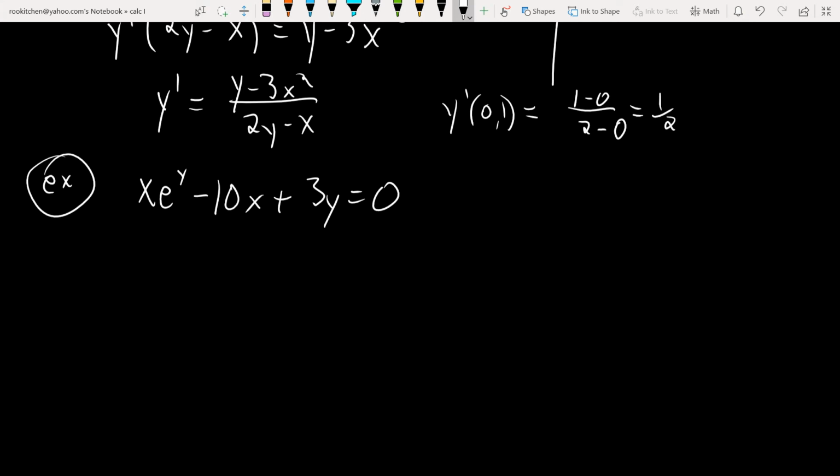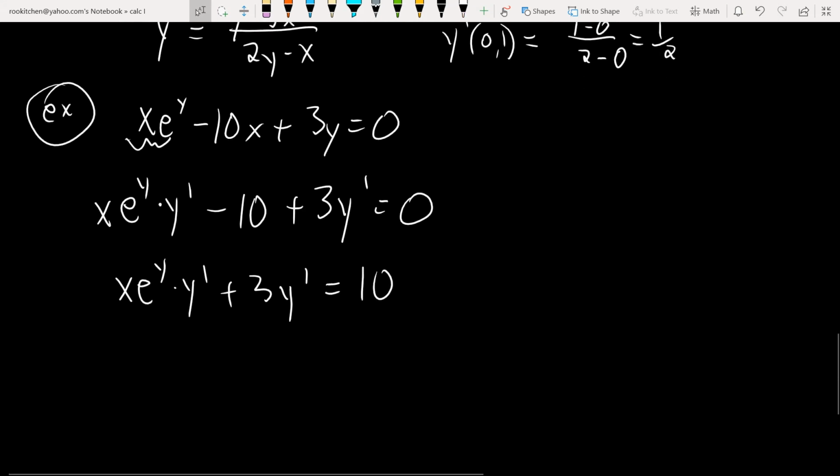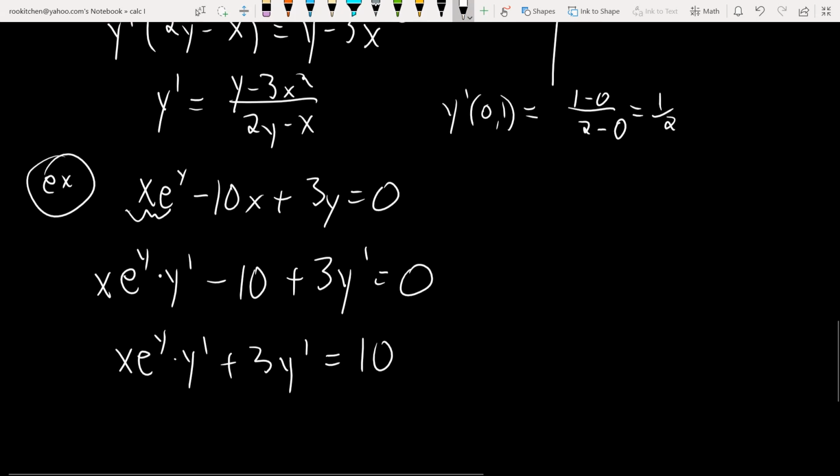Okay, so first you need a product rule on this part. So leave x alone, and then the derivative of e to the y is e to the y, but you always have to tack on a y prime. Then minus 10, derivative of negative 10x, and then plus 3, derivative of y is 1, then you have to tack on a y prime, equals derivative of 0 is just 0. And then we need to collect the y primes together. I'll move the 10 to the other side. Whoops, I forgot to do the product rule fully. I screwed that up. Sorry about that.